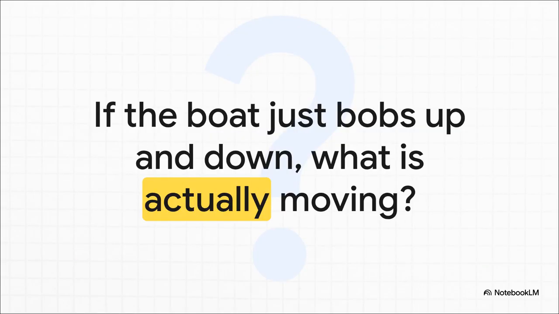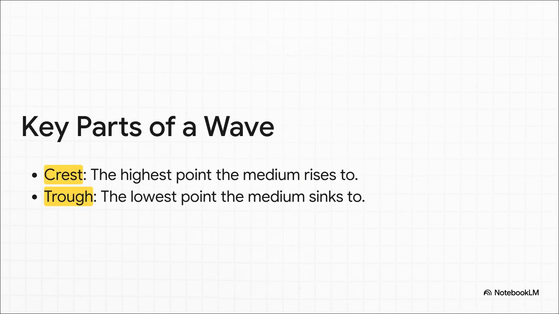So let me ask you a question then. If the water and the boat are just bobbing up and down, what is actually moving towards the shore? Think about it for a second. You got it. It's the energy. The energy is what's making that journey to the beach, while the water itself just hangs out and moves up and down. Now, let's break down the anatomy of this wave.